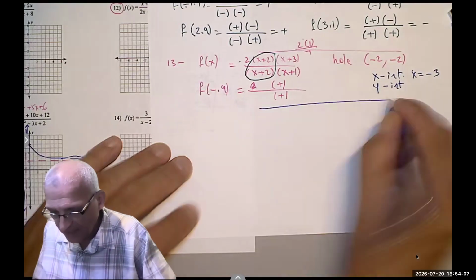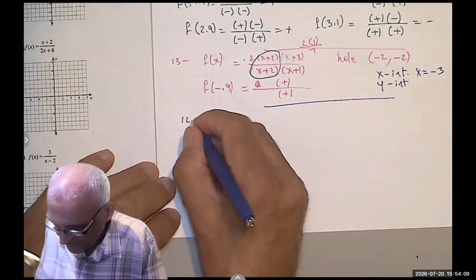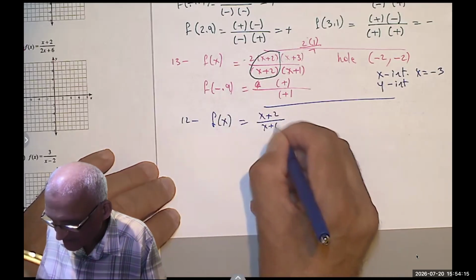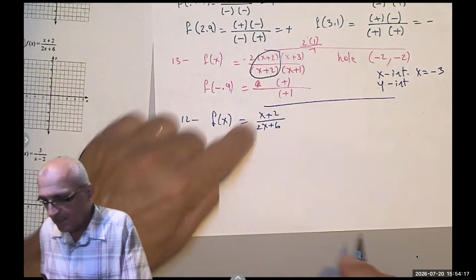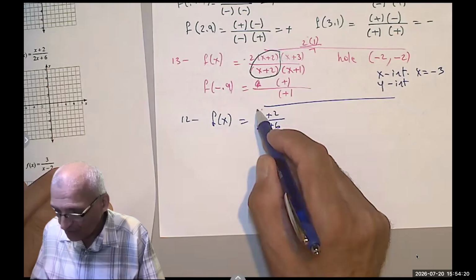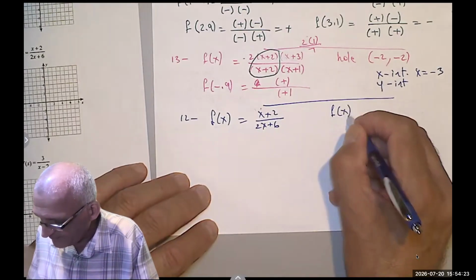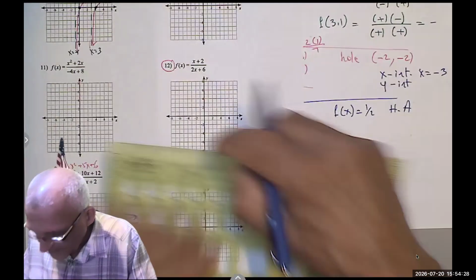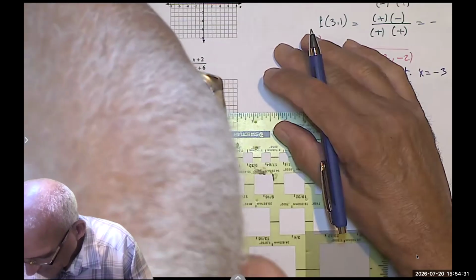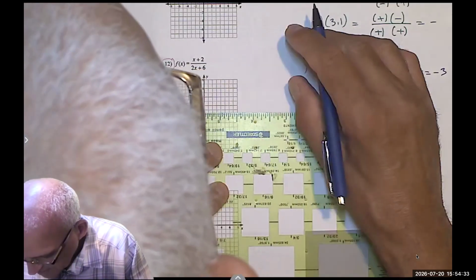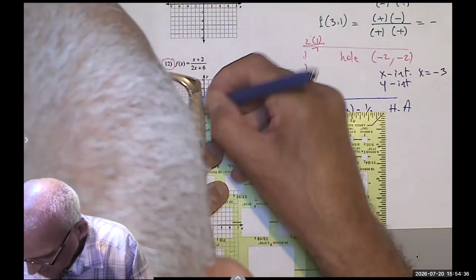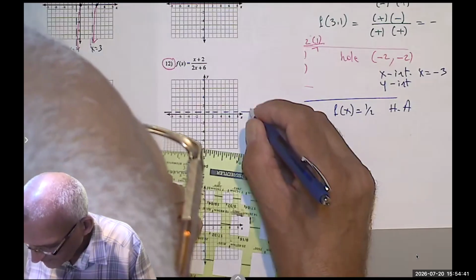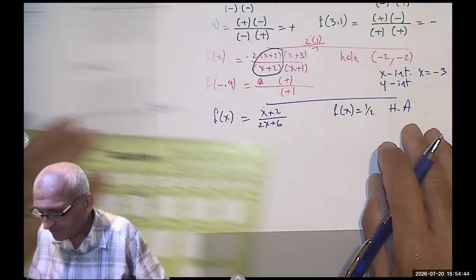I think we have time. We can do number 12. F of x equals x plus 2 over x plus 6. I'm sorry, 2x plus 6. Same degree, so f of x equals 1/2 is a horizontal asymptote. 1/2. Oh my God, I don't like the fractions with this small graphing paper. So y equals 1/2.